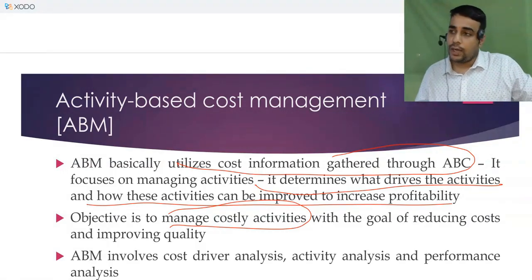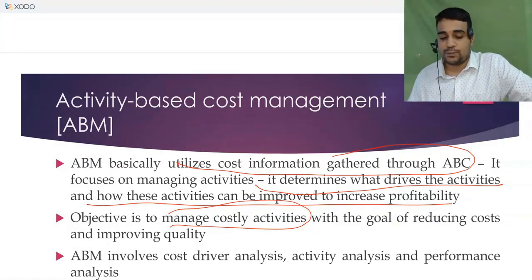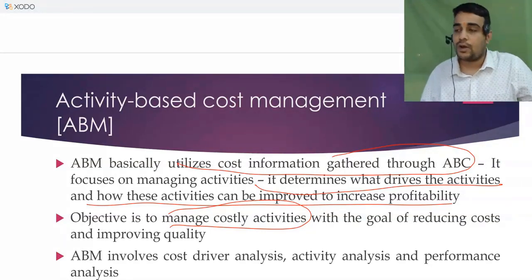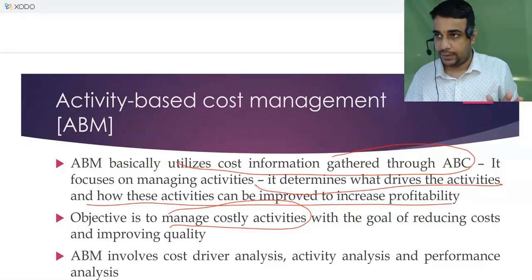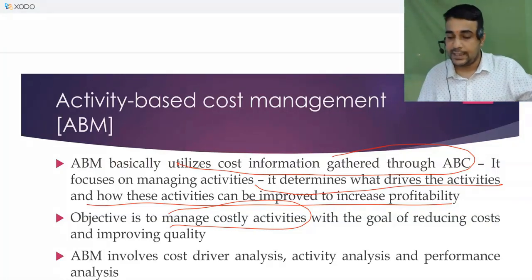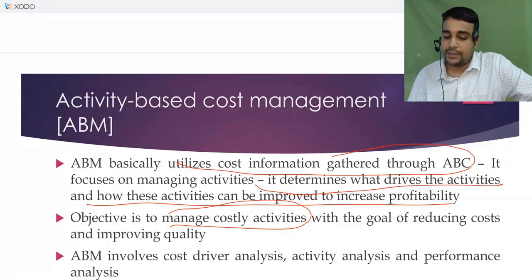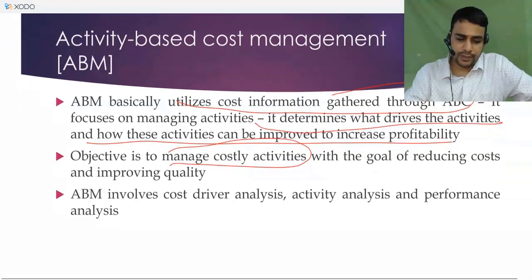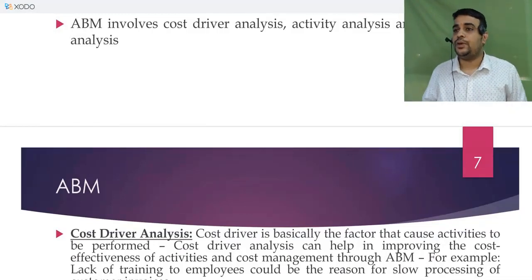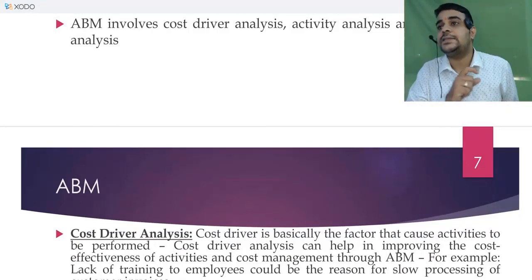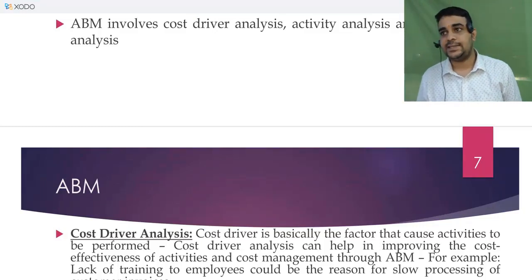In order to do ABM analysis, we have three segments. One is cost driver analysis. Cost driver analysis is the factor which causes a cost. For example, for inspection cost, the cost driver can be inspection hours. Activity analysis covers the various activities; inspection is one of the activities. And third is performance analysis. So the three segments are cost driver analysis, activity analysis, and performance analysis. Coming to cost driver analysis, it will help you know the base reason for a cost to take place.